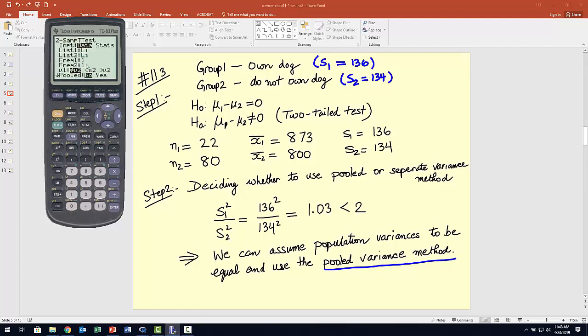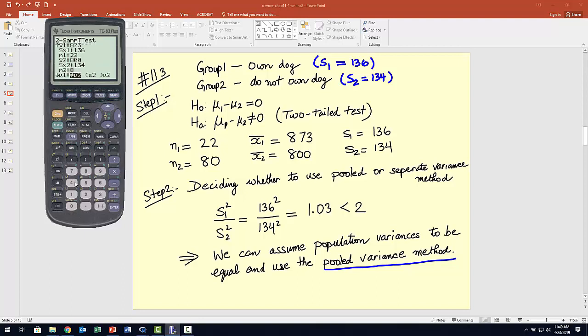Click enter. Here I have two options. Do I have data given or stats given? In my case, I have stats given, so I click on stats, click enter, and I will type in the value for mean, standard deviation, and sample size. For the first group, group 1 should be the group with higher standard deviation. So that would be the mean of 873, standard deviation of 136, sample size 22. The second group has a mean of 800, standard deviation of 134, sample size 80.